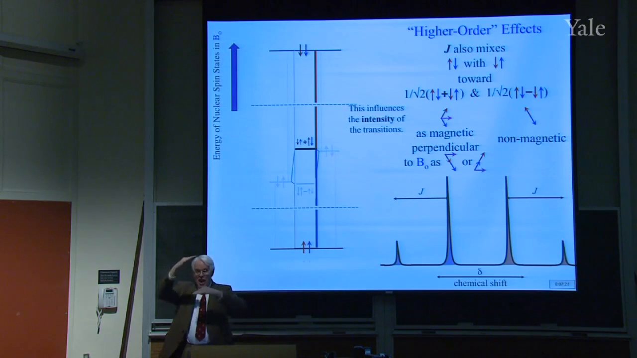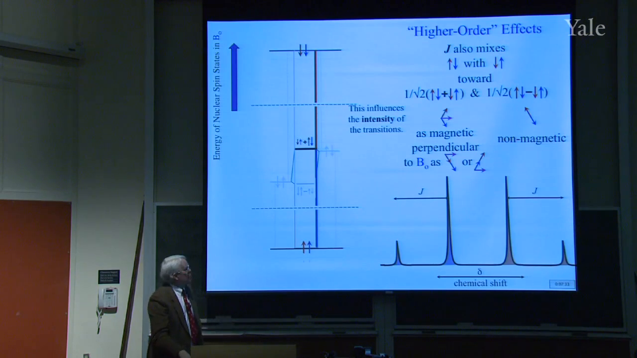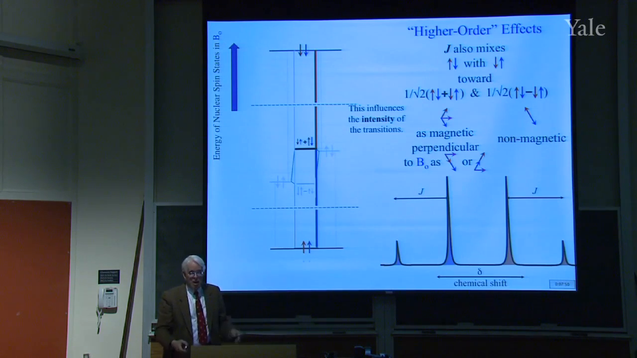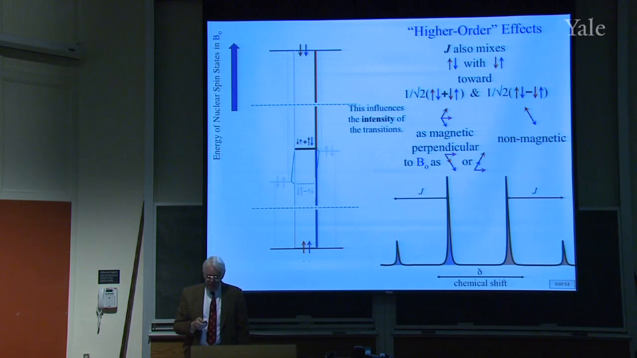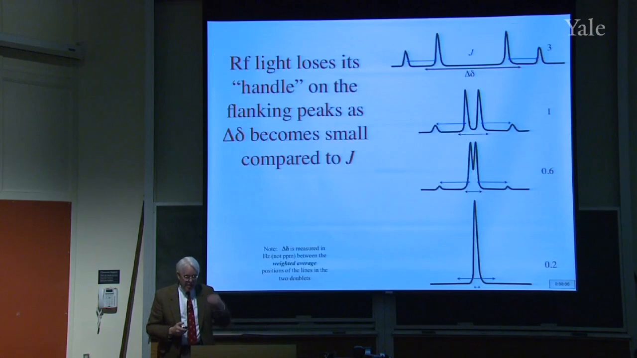They're mixed by J. So the bigger J is compared to delta, the more they'll mix, the more they'll be exactly like this, which is when they're completely mixed, and the stronger these will become and the weaker these will become. So as delta gets smaller and smaller in terms of hertz, as you change the magnetic field, the outer peaks shrink and the inner peaks grow. So that's why methane has a single peak and you can't see it splitting, even though the coupling is still there, you just can't see it.